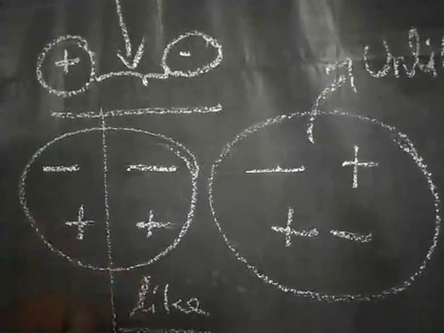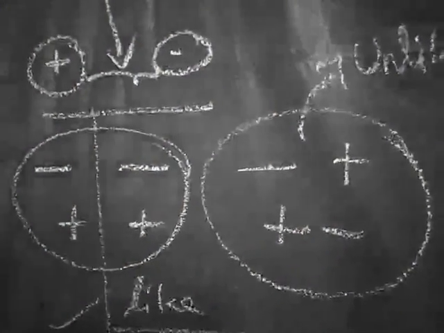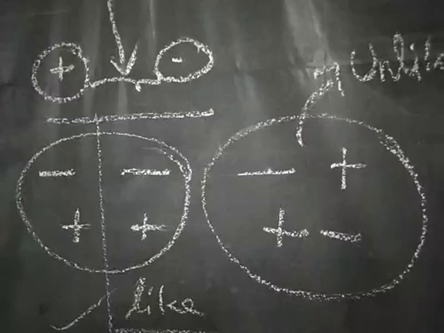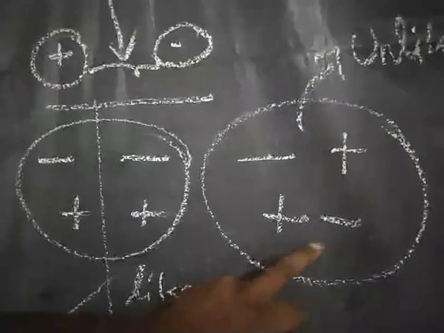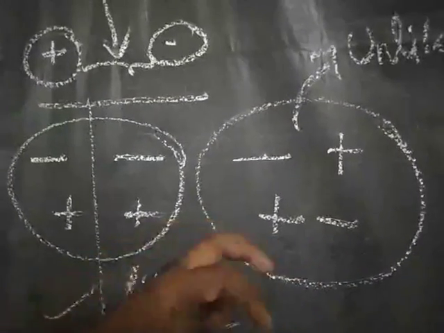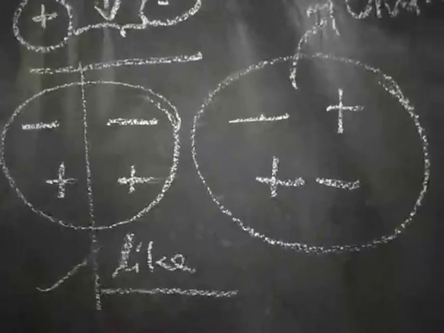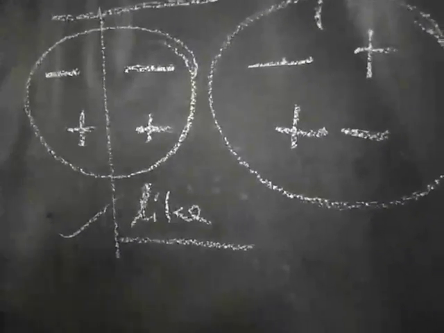Okay, not in contact means what, like charges or unlike charges? Unlike charges means contact will be there. Plus and minus will attract. Unlike charges attract. Like charges means they will not attract, or not in contact.